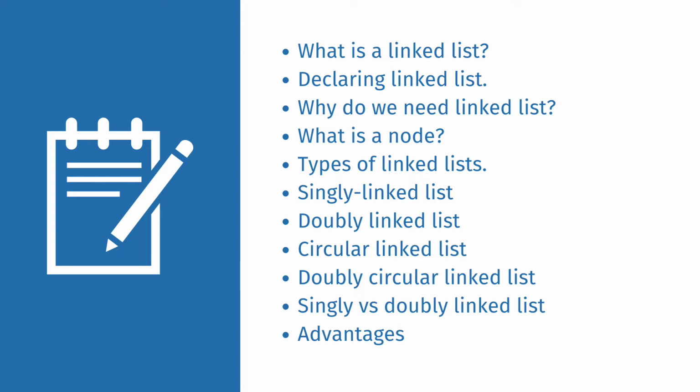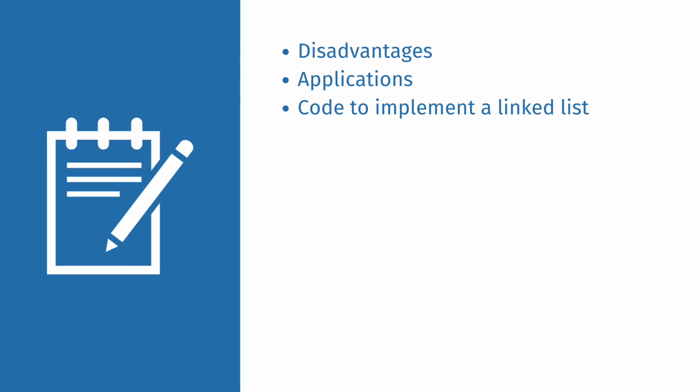What is linked list? Declaring linked list. Why do we need linked list? What is a node? Types of linked lists: singly linked list, doubly linked list, circular linked list, doubly circular linked list, singly versus doubly linked list. Advantages, disadvantages, applications, code to implement the linked list.